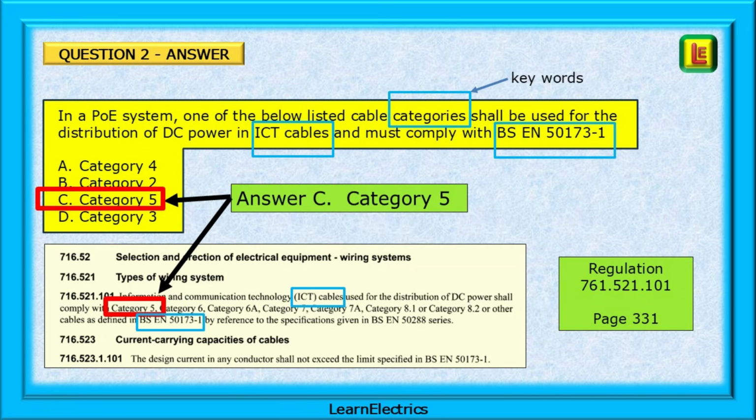The keywords for this question are shown in the blue boxes, and we find that cable categories are shown under Types of Wiring System in Regulation 716.521.101 on page 331, along with the other keywords ICT cables and BS EN 50173-1. So choose answer C, category 5.